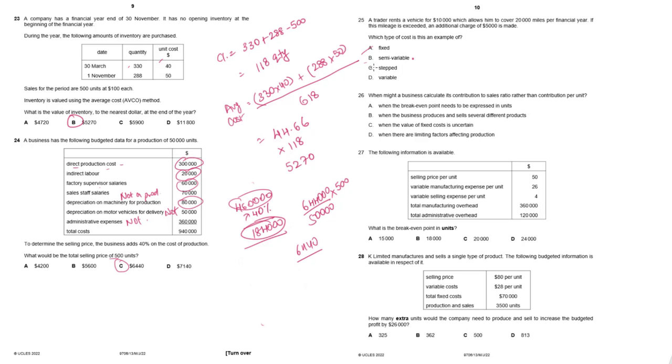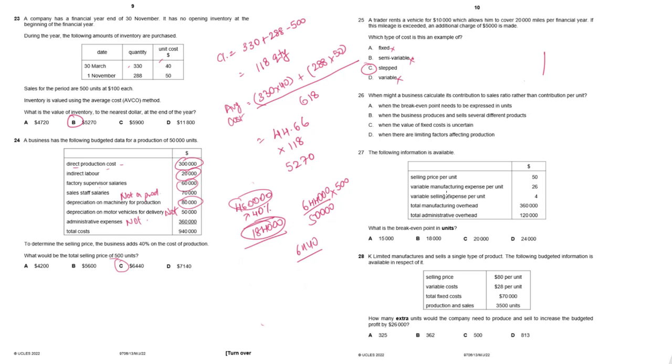Stepped cost, yes, we can say that this is a stepped cost because for an increase in the mileage over 20,000, directly the cost will jump by 5,000. So this becomes a stepped cost. So probably the answer is 25C, and 25D, obviously it's not a variable cost, it's not a fixed cost, and it's not a semi-variable cost.